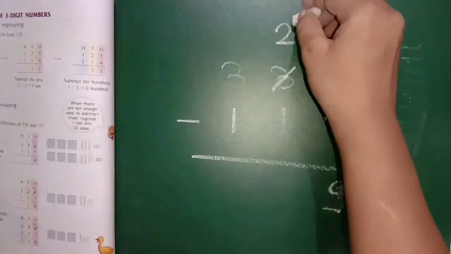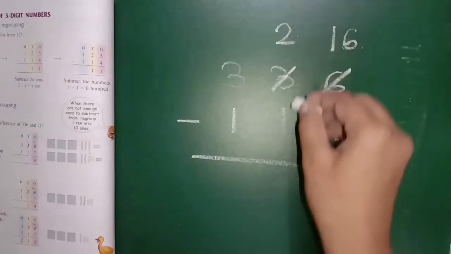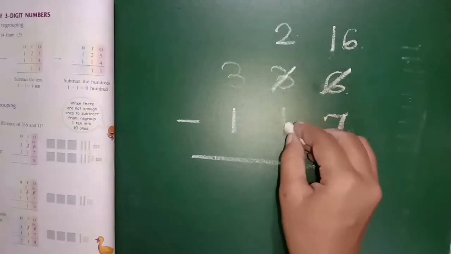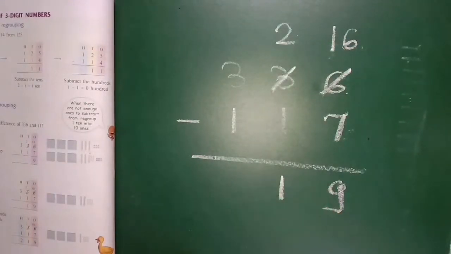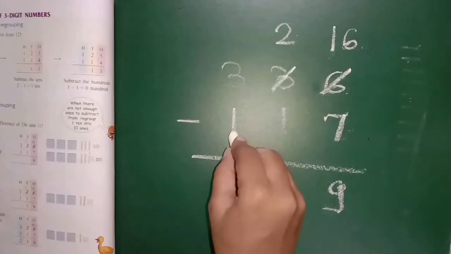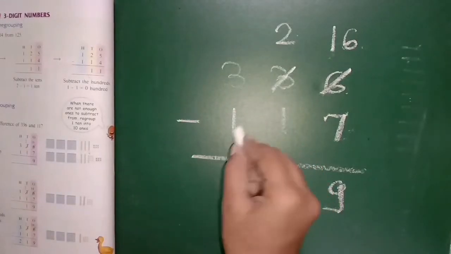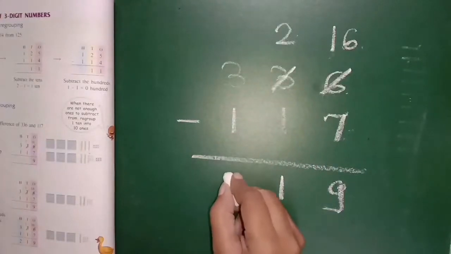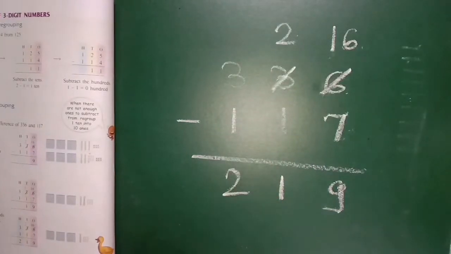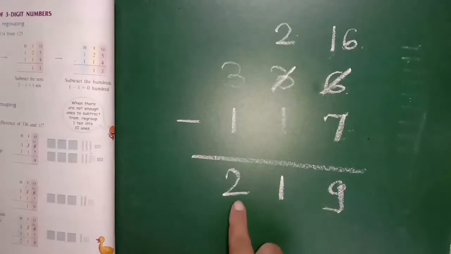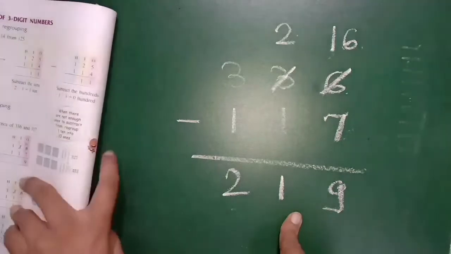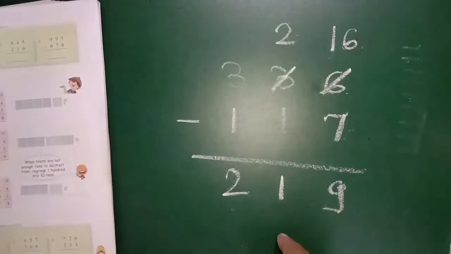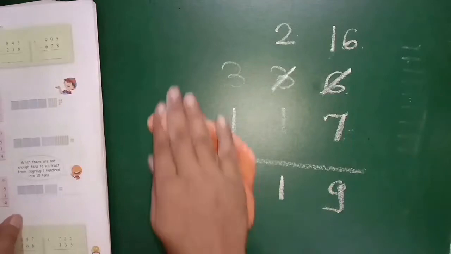Next solve tens place. 2 minus 1. Subtract 1 from 2. That is 1. Now hundreds place. Subtract 1 from 3. Answer is 2. So our final answer is 219. Okay. Got it, students? So let's solve another example.